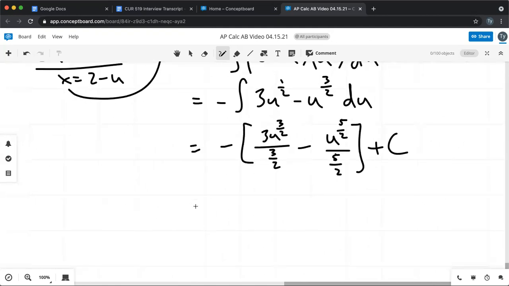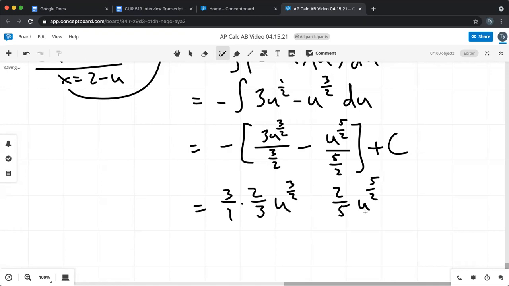Okay, we can do a little bit of simplifying, right? If I have 3 divided by 3 halves, that's the same as 3 over 1 times the reciprocal of the denominator. And then over here, if I have 1 divided by 5 halves, that's the same as 1 times the reciprocal of the denominator. Okay. And there's one more little thing we can do, right? I have a negative here. So if I distribute the negative sign, then this term becomes negative and this term becomes positive.